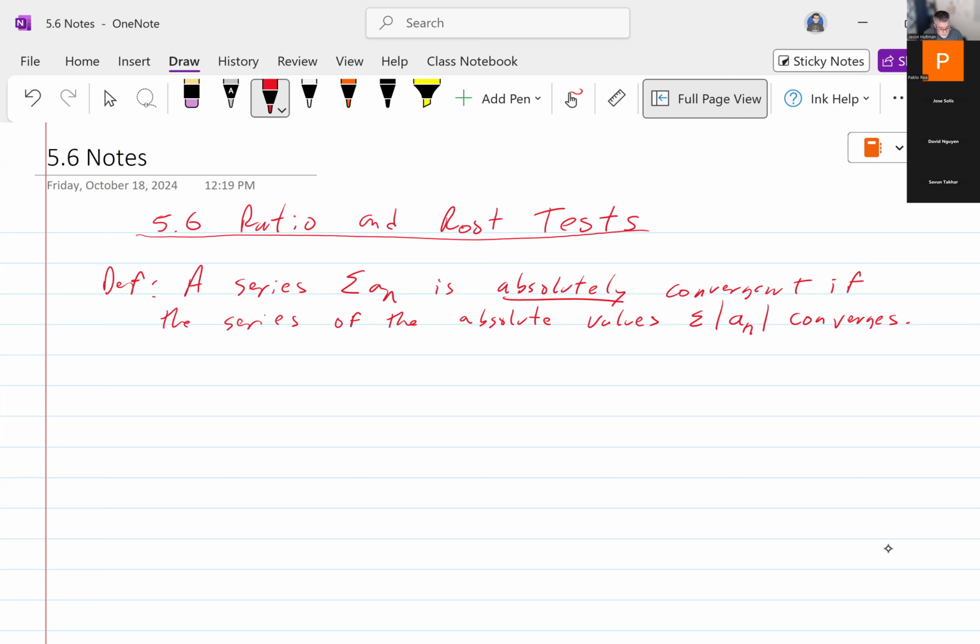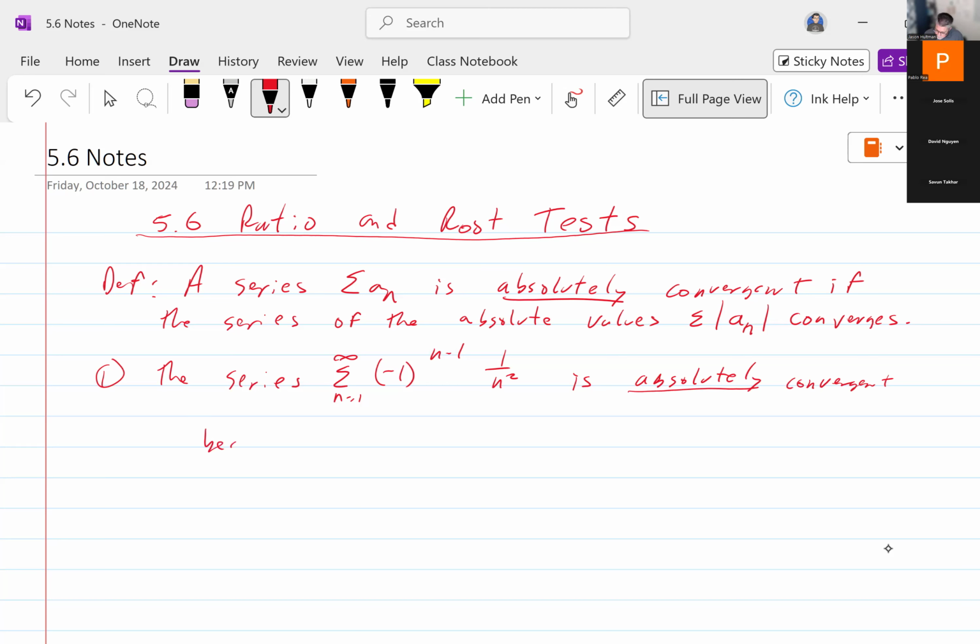Okay, let's do an example of this. The series, the summation as n equals 1 to infinity of -1 to the n minus 1 over n squared, is absolutely convergent. It is convergent. This original series is convergent by the alternating series test, but it is also absolutely convergent.